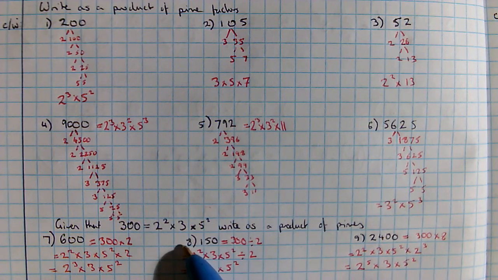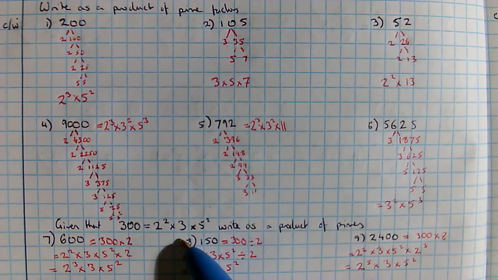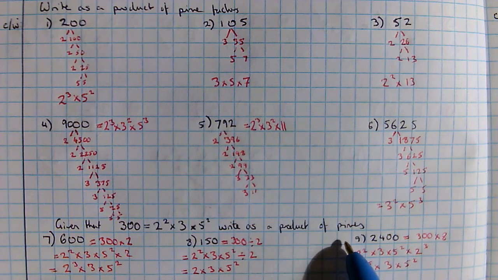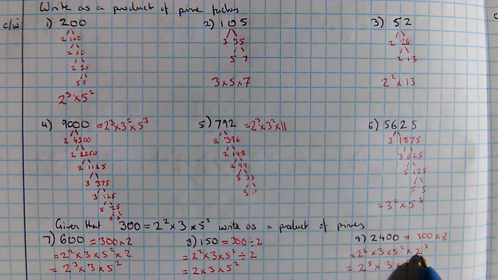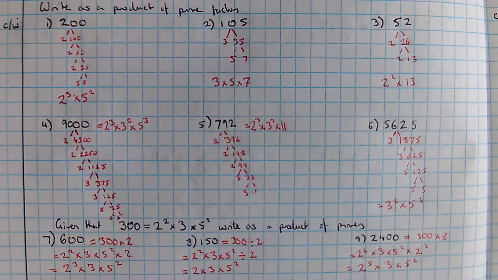For the last part of the question, you need to recognise that you were multiplying this number by 2, so you're adding 1 to the power. So it would be 2 cubed times 3 times 5 squared. Here you're dividing by 2, so you're taking away 1 from the power of 2, which gives you 2 times 3 times 5 squared. And for the last one, you're multiplying this number by 8, which is multiplying it by 2 cubed. So you're adding another 3 to that power, which gives you 2 to the power of 5 times 3 times 5 squared.